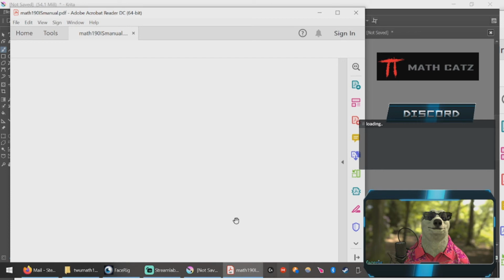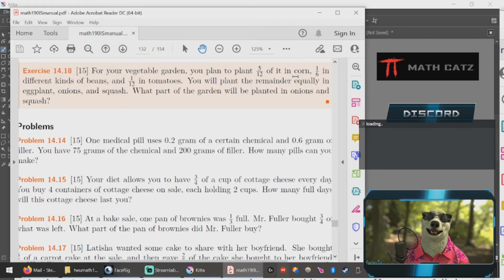There we go. 1/6 of it in different kinds of beans. Okay, beans.